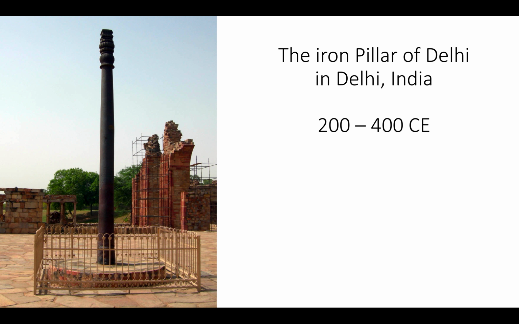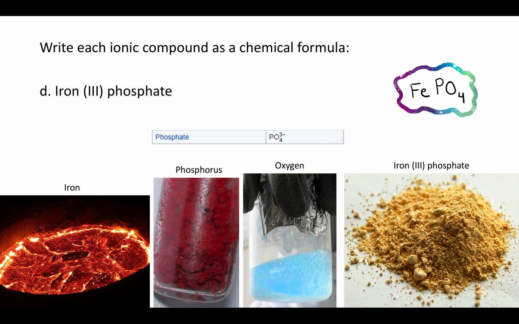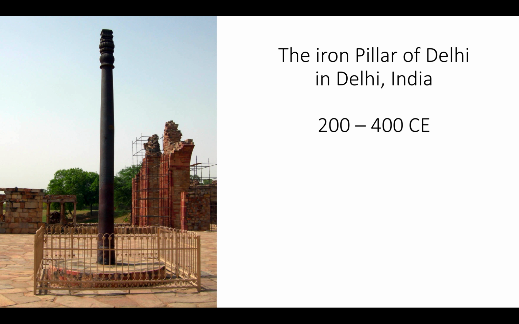So this is a picture of the Iron Pillar of Delhi in Delhi, India, which was erected over 1,500 years ago. And even though it's made of iron and it's in a very humid climate, so normally iron rusts in the presence of a humid climate, here it hasn't rusted for over 1,500 years, partly because the civilization that erected it added iron 3 phosphate to the iron, and that's preventing this iron from rusting.